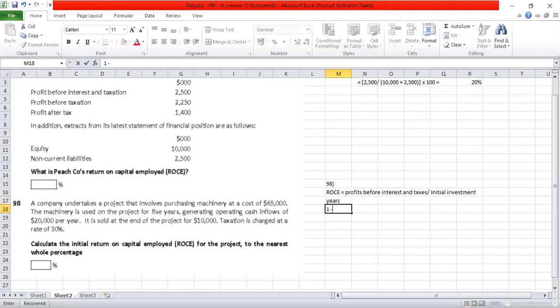For all the years 1 to 5, it would be the same because it's the same cash flow. What is the cash inflow? 20,000 per year, so 100,000 for the whole of 5 years. Each year it's the same. Then less depreciation. So how do we calculate depreciation? It is the original cost, 65,000, minus the salvage value, 10,000, which is 55,000, divided by 5. So for each year it is 11,000.